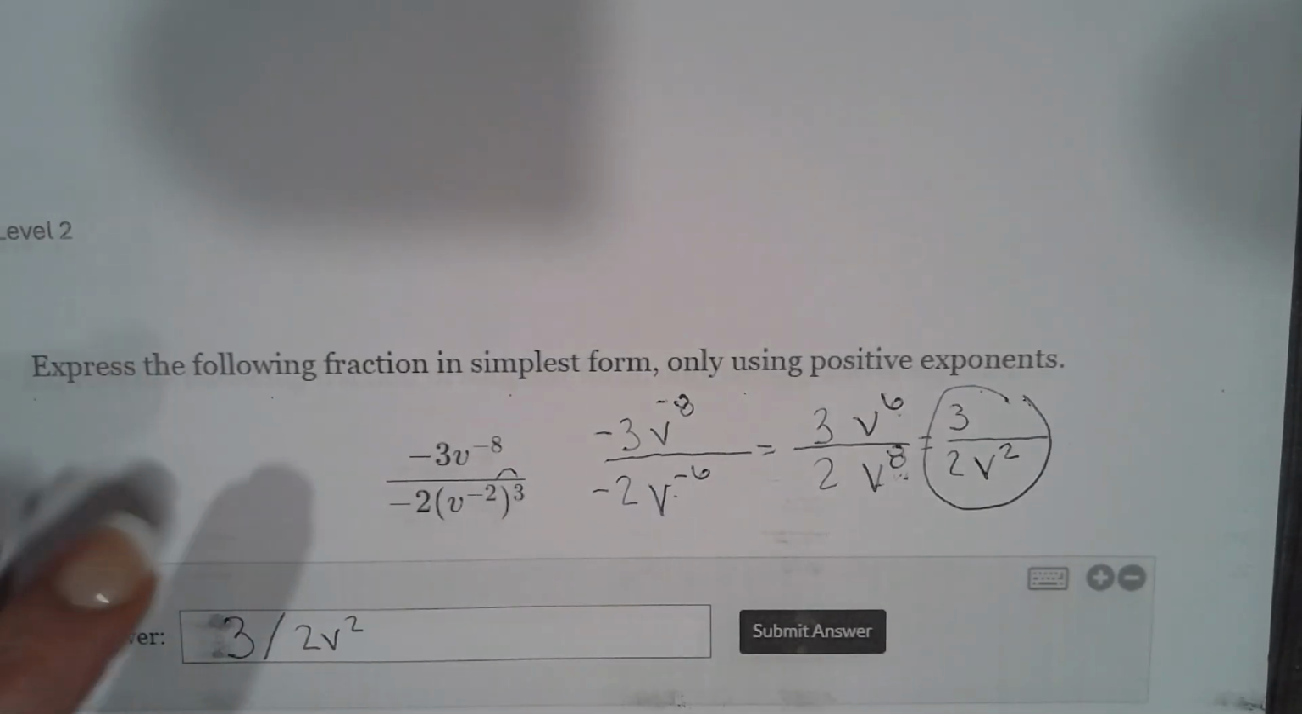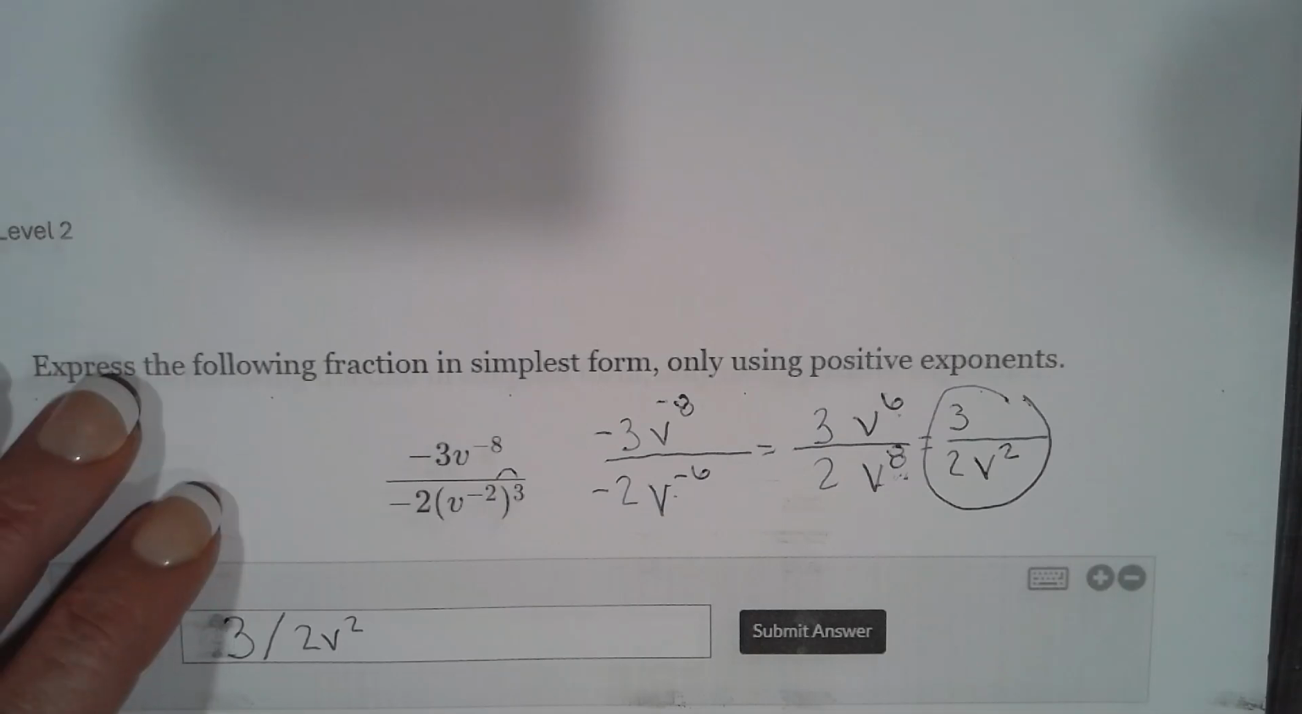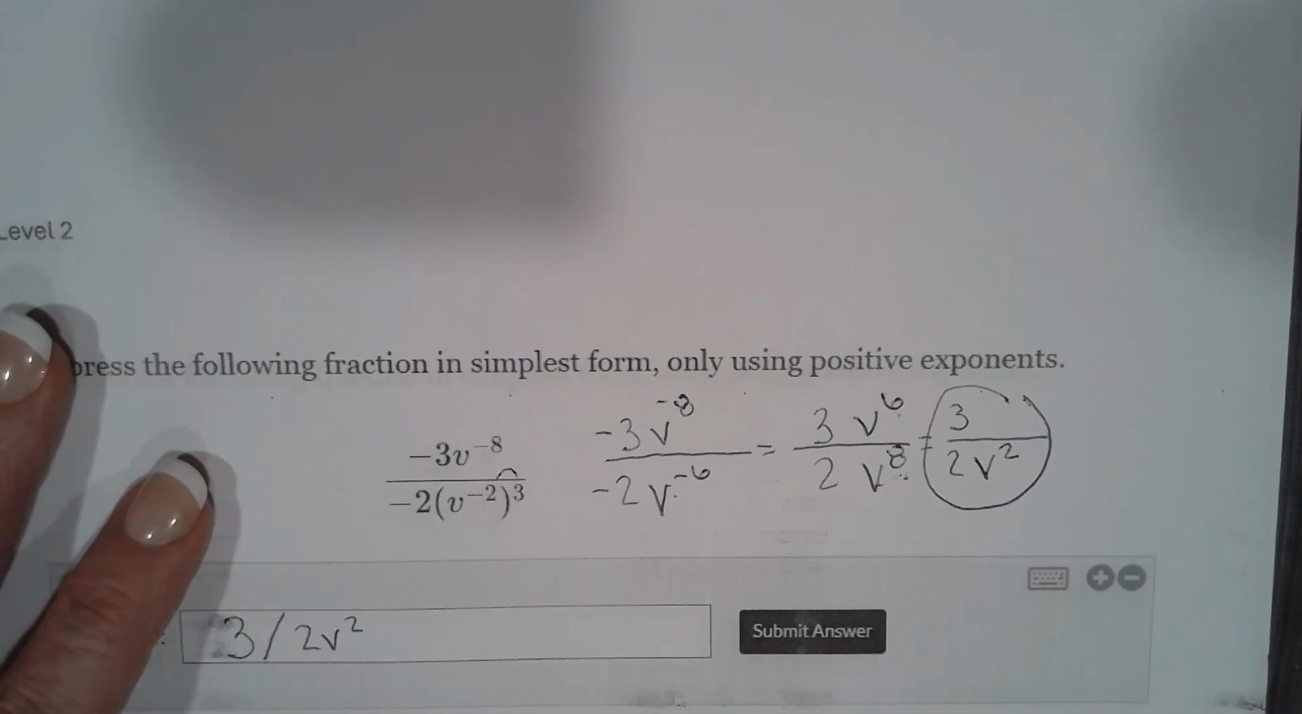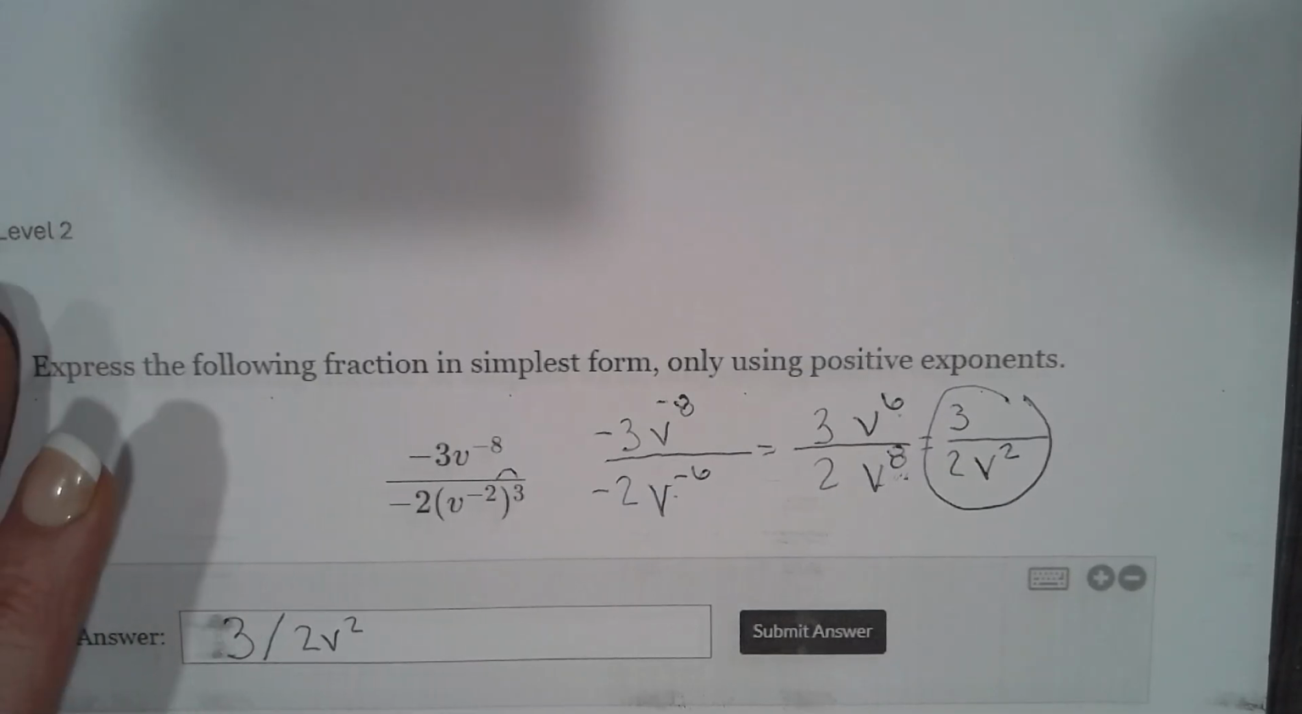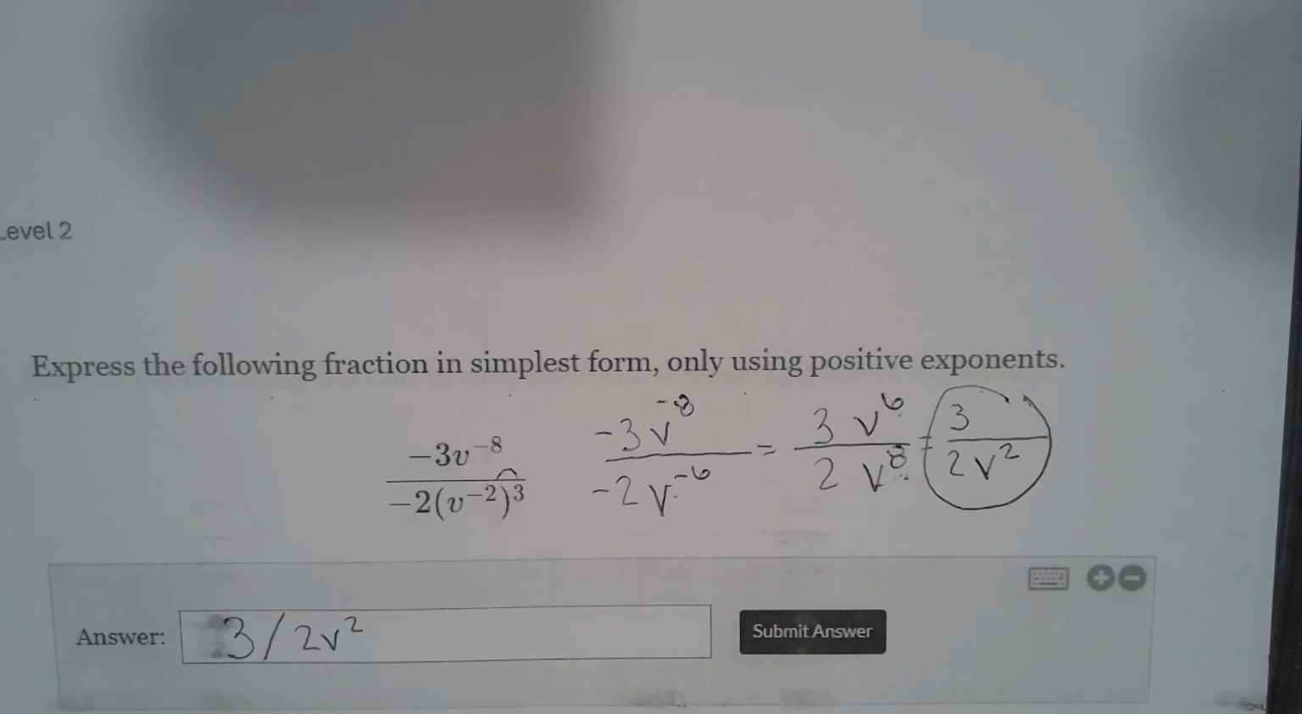I know this is very challenging for you all. Actually, back when we did this for the first time and you practiced this in Delta Math, I just felt like we needed to practice this some more. So I think you have about 10 problems in there.